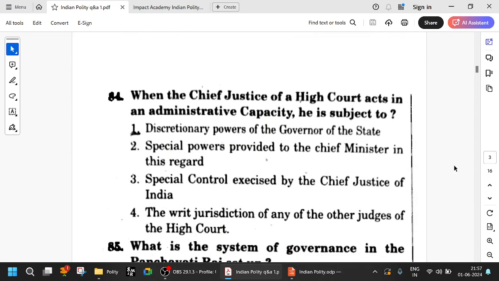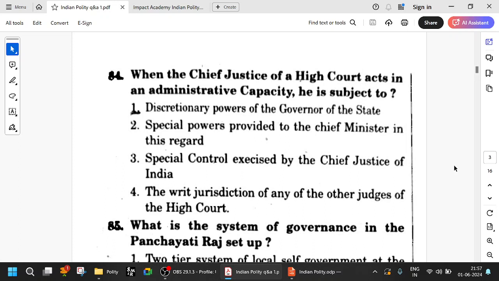Fine. So when the Chief Justice of a High Court acts in an administrative capacity, he is subject to the discretionary powers of the governor of the state. The jurisdiction of any other judges, special control exercised by Chief Justice, special powers provided to Chief Minister, nothing. You can remember this: the discretionary powers of the governor of the state.